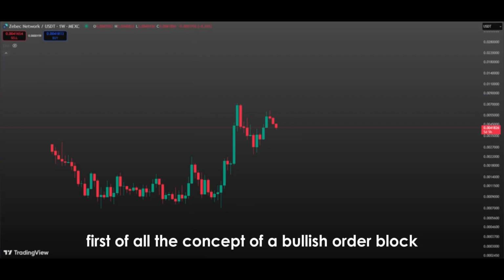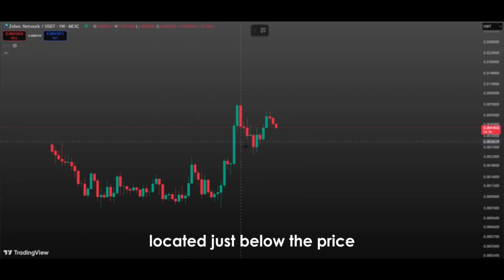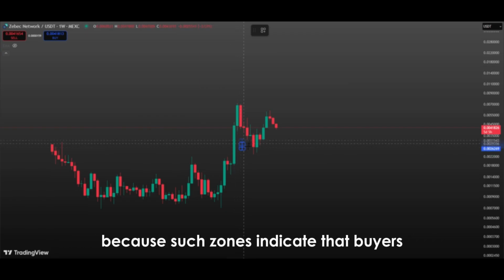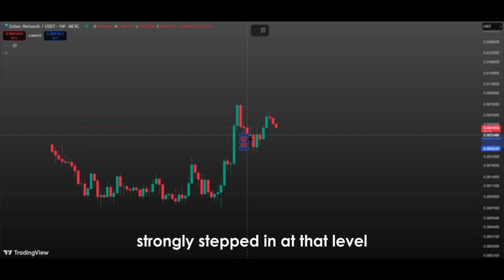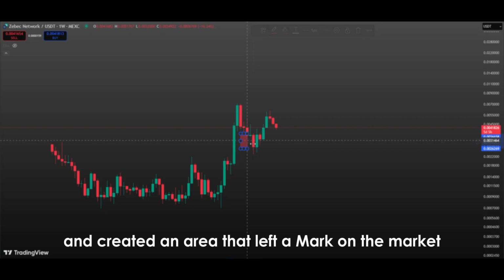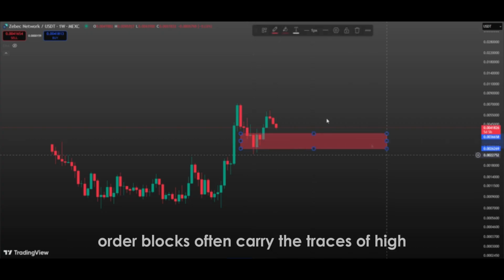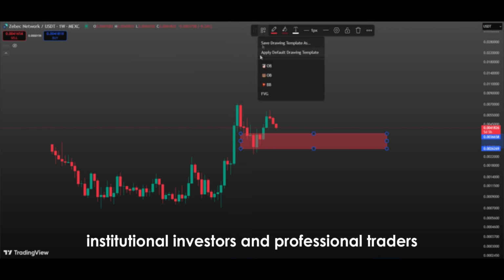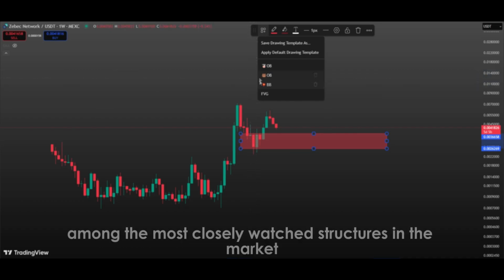First of all, the concept of a bullish order block located just below the price is extremely important in technical analysis because such zones indicate that buyers strongly stepped in at that level in the past, pushed the price upward, and created an area that left a mark on the market. Order blocks often carry the traces of high-volume transactions made by large institutional investors and professional traders, which is why they are among the most closely watched structures in the market.